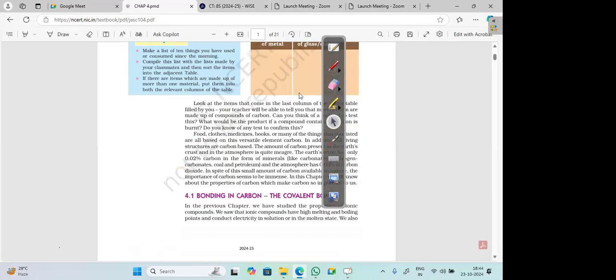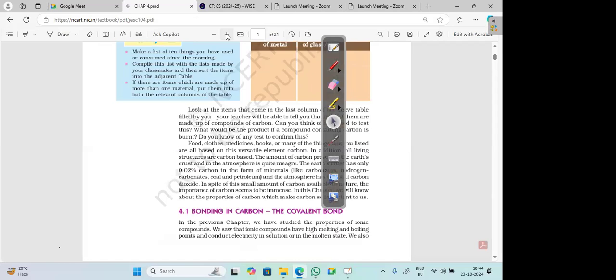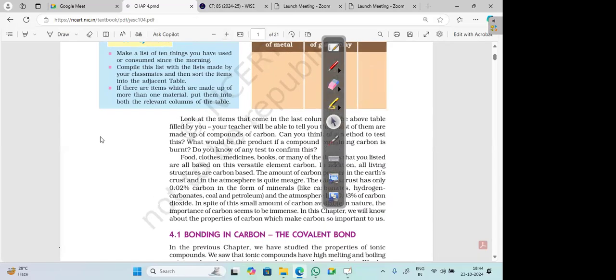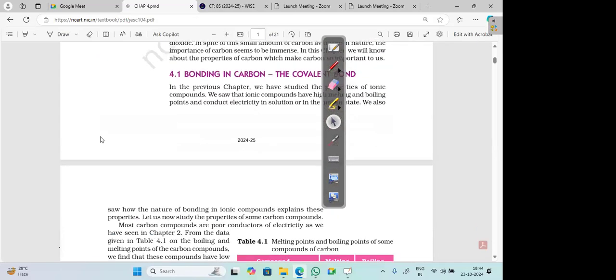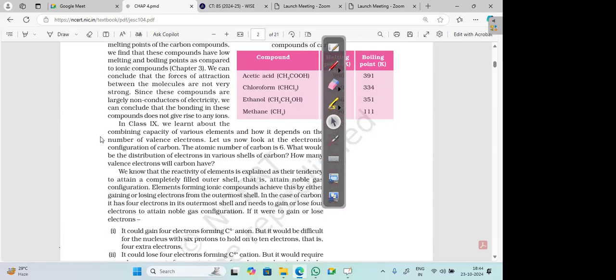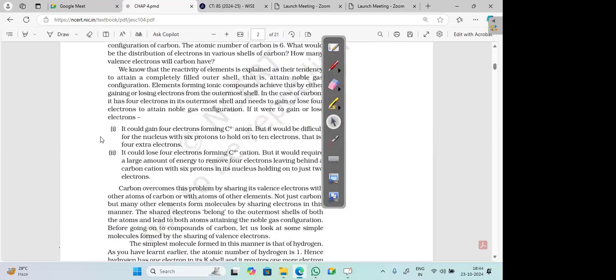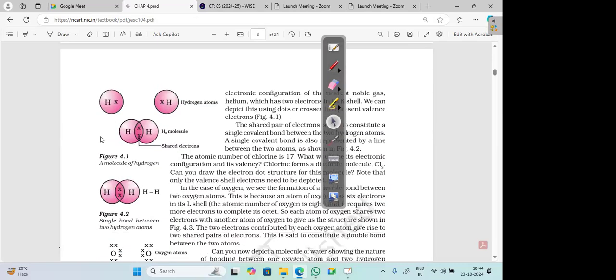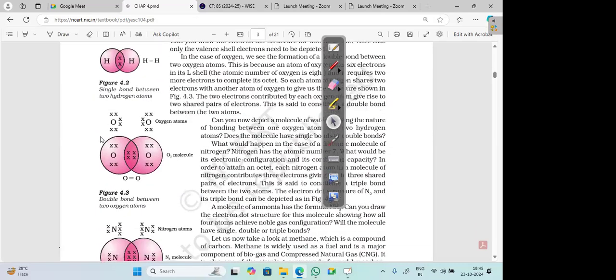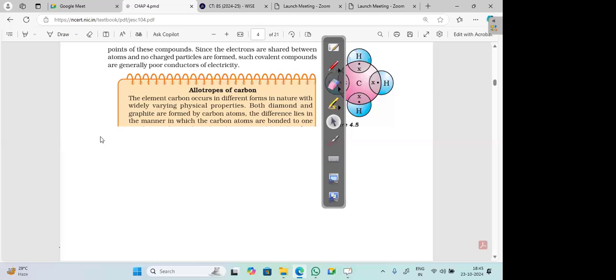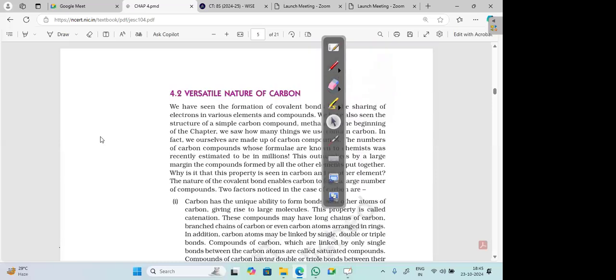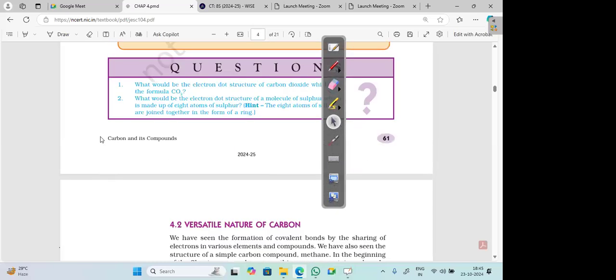See what all we have done. We still have to do the bonding between the carbon, which is a covalent bond. Covalent bond we haven't done. We have done the physical properties first, then we'll do the covalent bond. Yeah, versatile nature of carbon, this we have done.